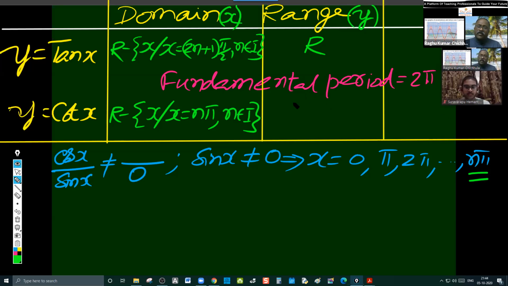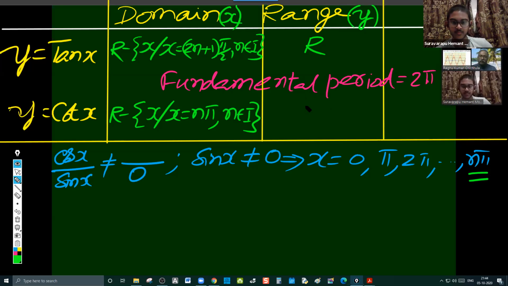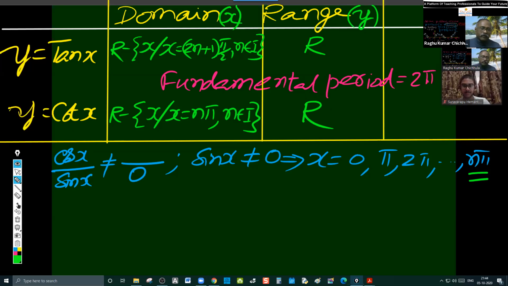What should be the range of it? The range also same. Yeah, same. Set of real numbers. Set of real numbers. Okay? So, this is what you have to understand.